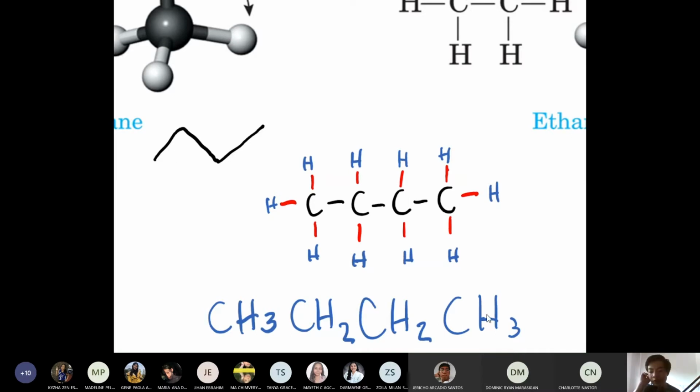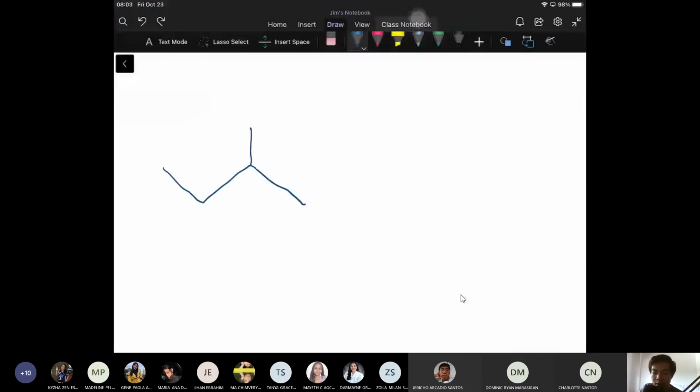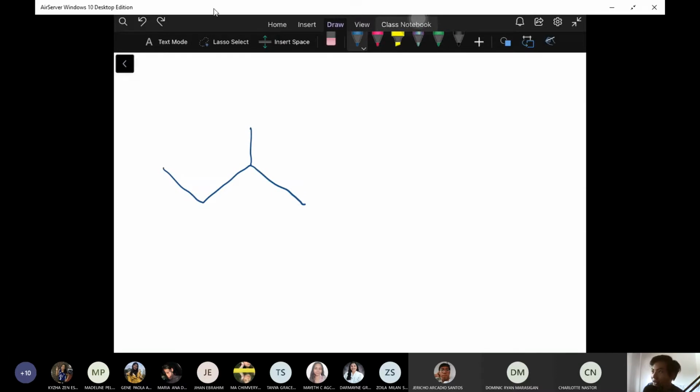So, ganun yung gagawin natin for today. Okay, let's practice pa. Discard ko yan. Practice muna tayo. Let's try to draw the Lewis structure of this zigzag molecule.